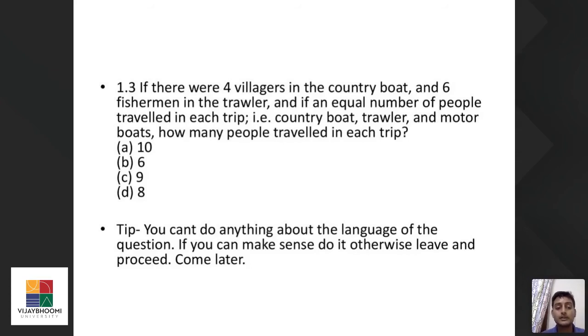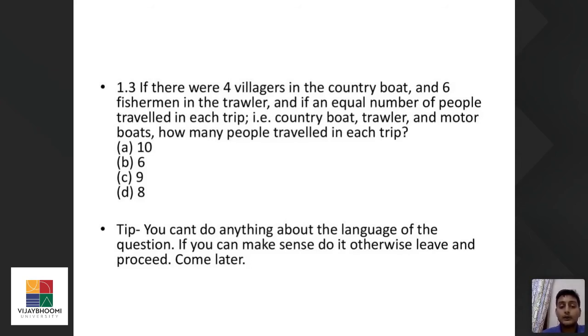So in this, four villagers in the country boat and six fishermen in the trawler. Now, what information do we have? We have the information that 12 people, 12 villagers, and 52 employees went in the motorboats. That were eight motorboats. Four villagers went in the country boat, and six fishermen in the trawler.